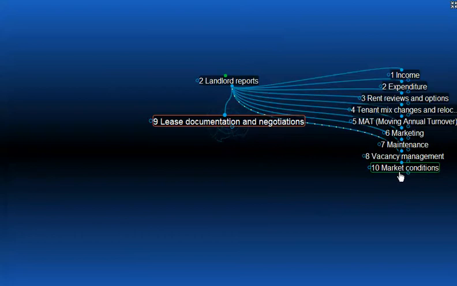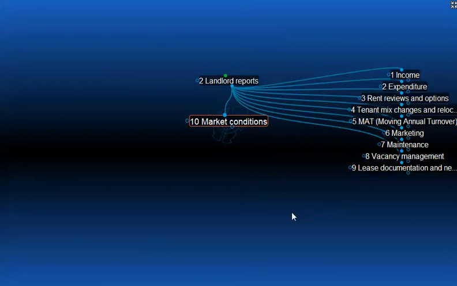And lastly, number 10, market conditions. When you look at your town or city and your retail property type and location, there are things to be tracked that will give you an understanding of property performance and rental volatility. Those factors will be market conditions.